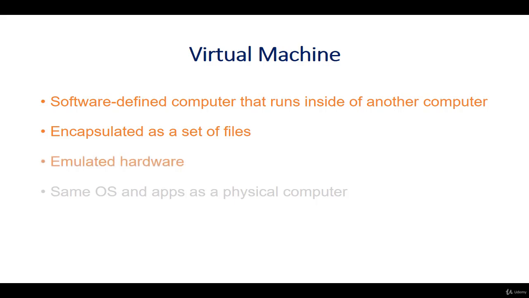VMs can have largely the same hardware as a physical computer, including network interface cards, hardware devices, USB devices, and SCSI devices. A virtual machine uses the same operating system and applications as a physical computer. From the point of view of the operating system, it can't tell whether it's running in a virtual machine or on physical hardware.